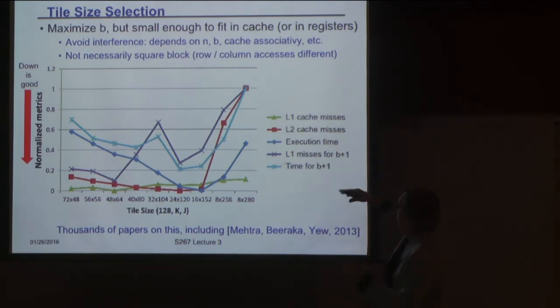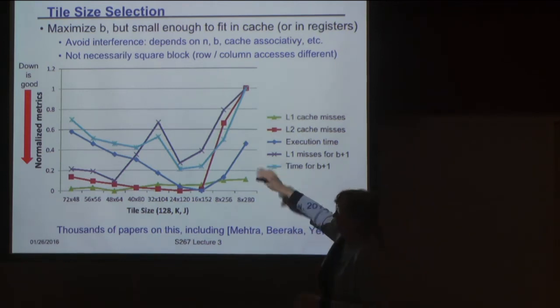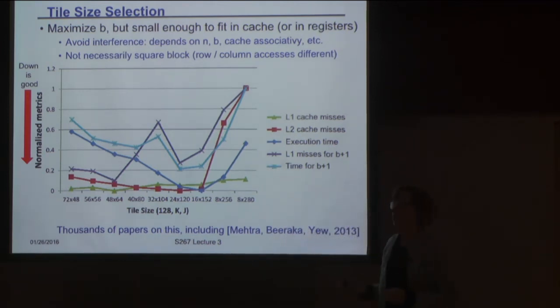This is looking at tiling for the cache. And the problem is we can also tile for the registers, and I will say a little bit more about that a little bit later in lecture. But in this case, we're just looking at some data that this group collected on tiling for the cache. And you also need to worry a little bit.